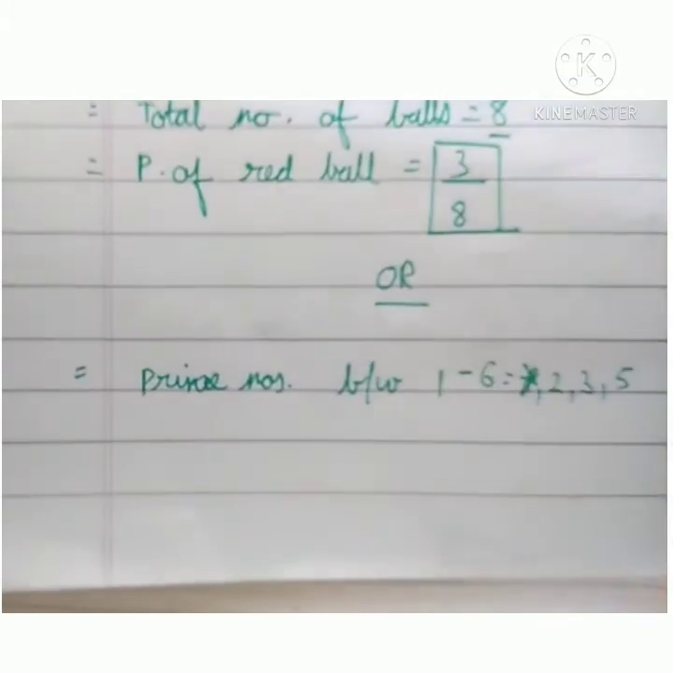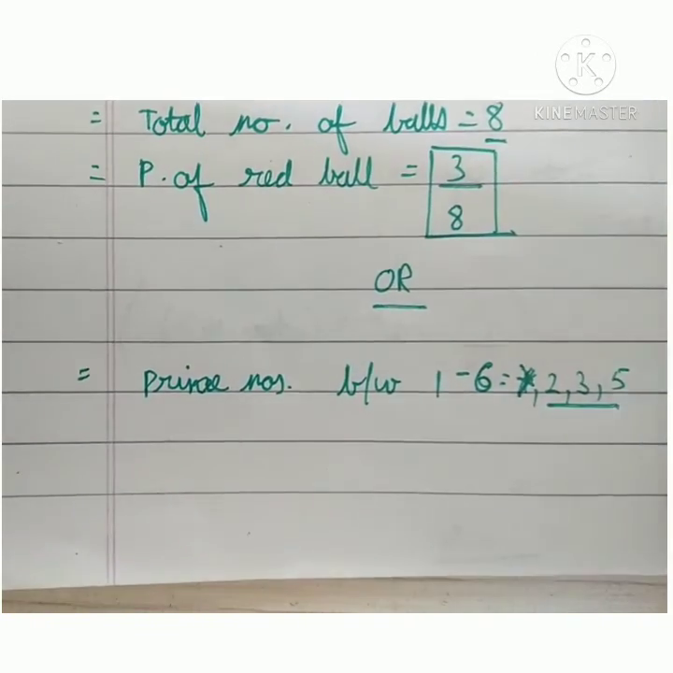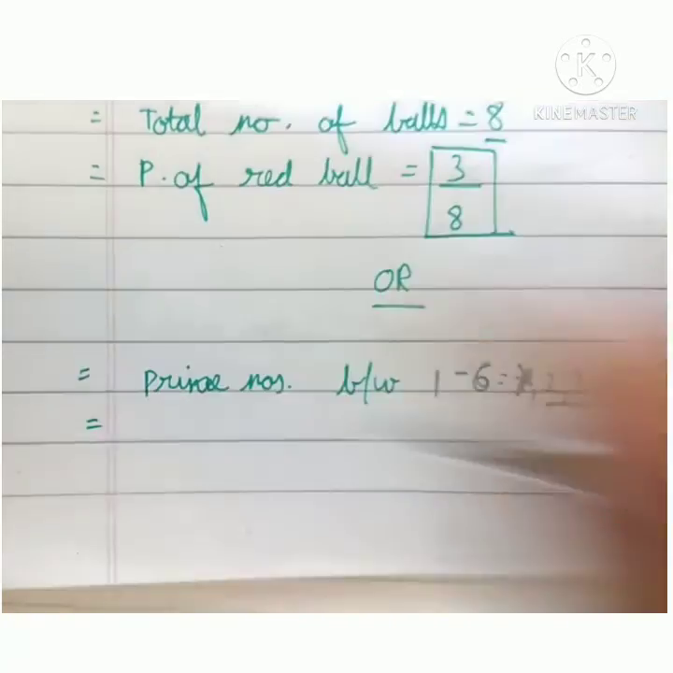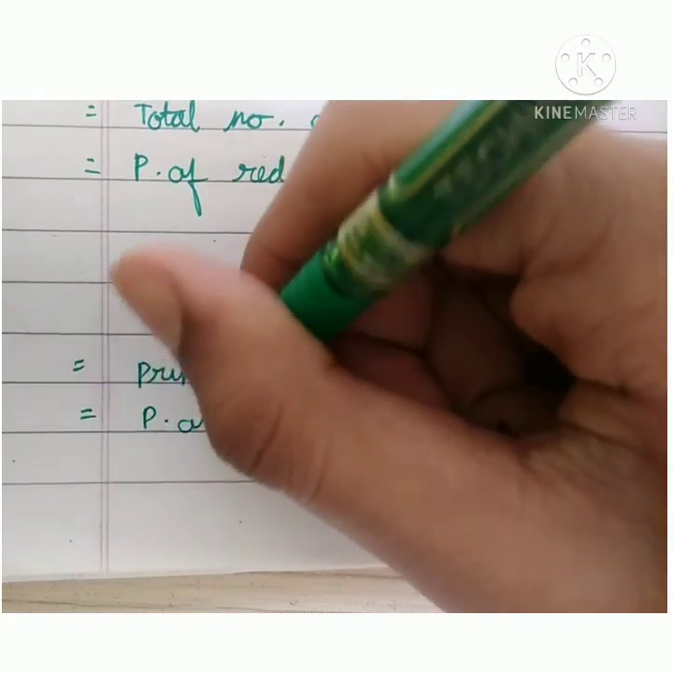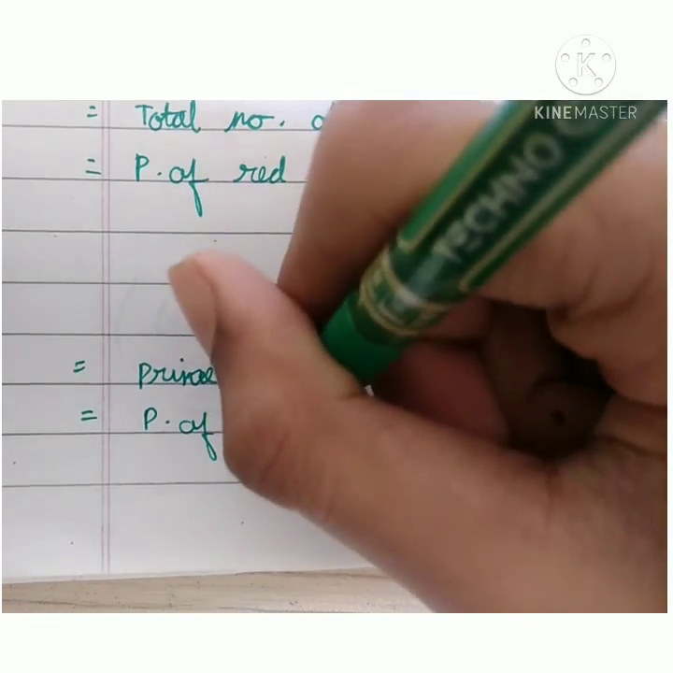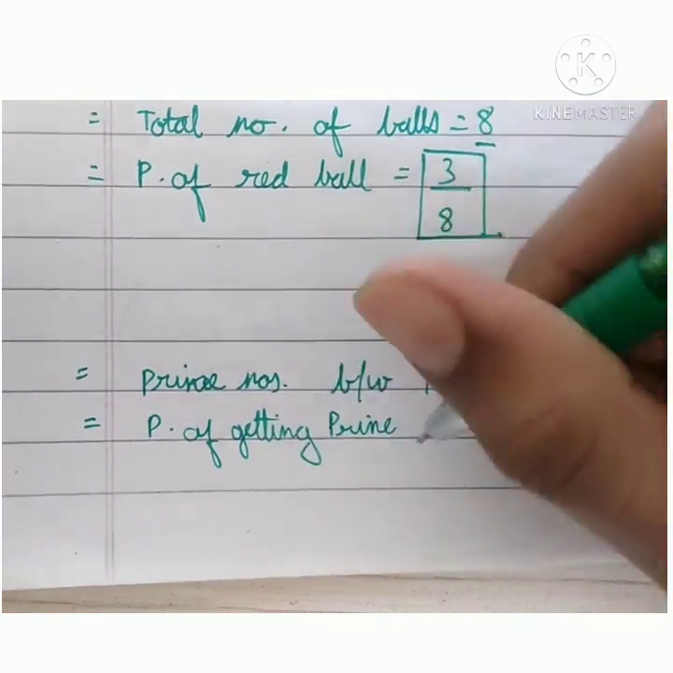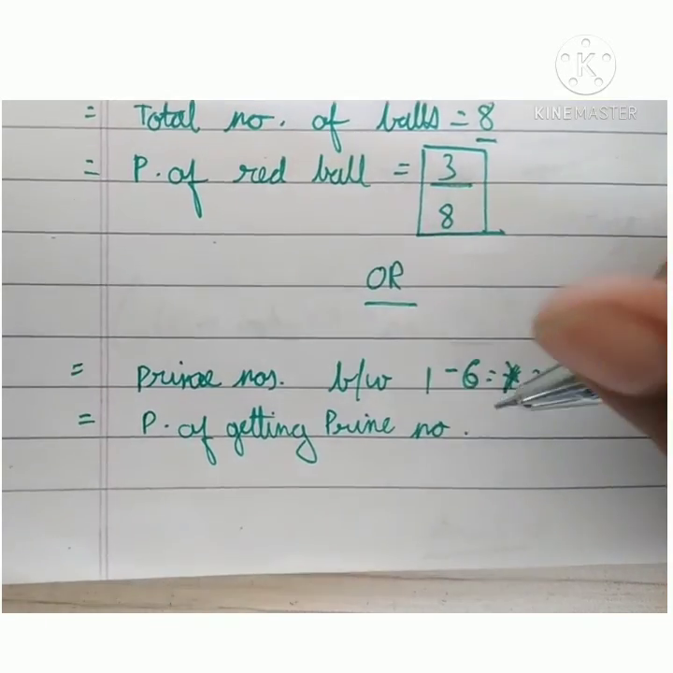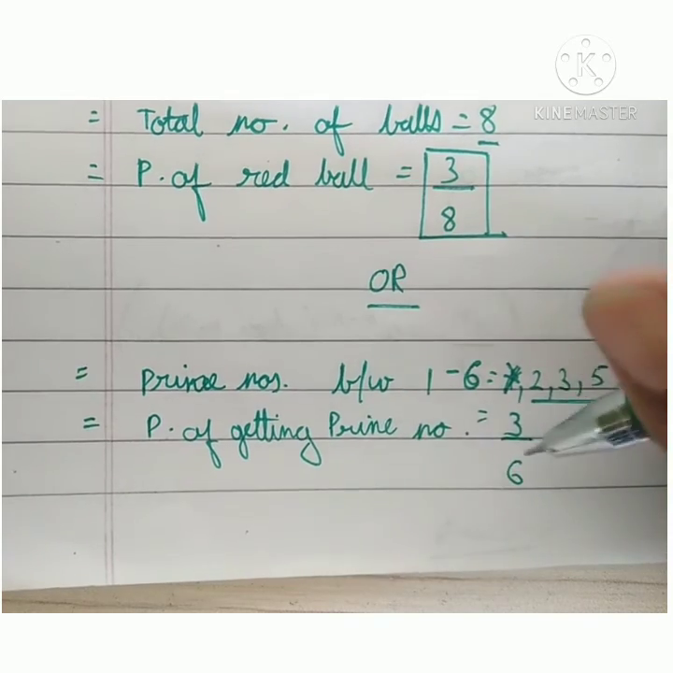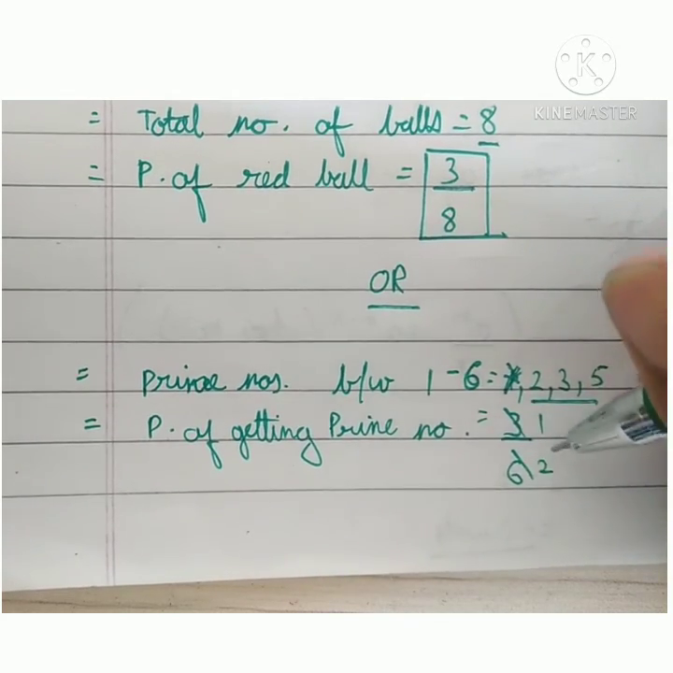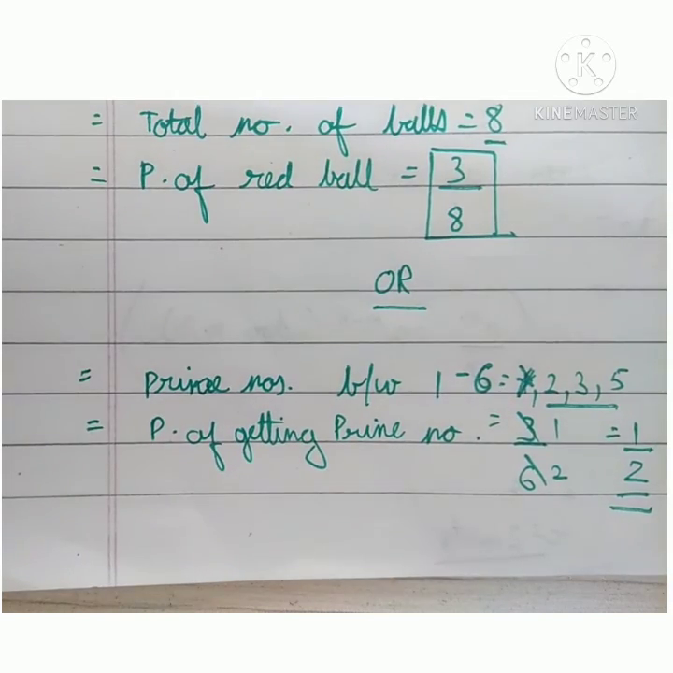So we are getting 3 prime numbers, 2, 3 and 5. Okay, it was a mistake. We are getting 3 prime numbers, 2, 3 and 5. So probability of getting a prime number is equal to what? 3 by what is the total number? 6. Okay, so it becomes 1 by 2. So our probability would be 1 by 2. This is the answer. Question is done.